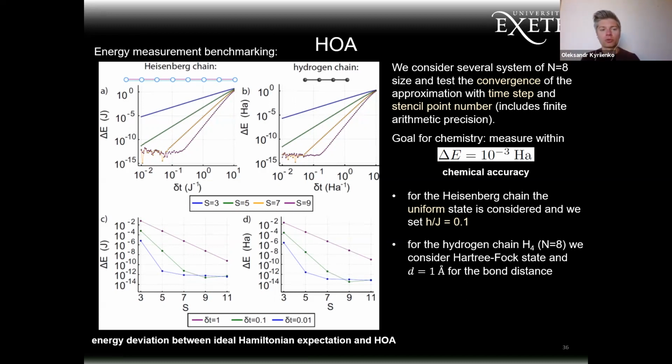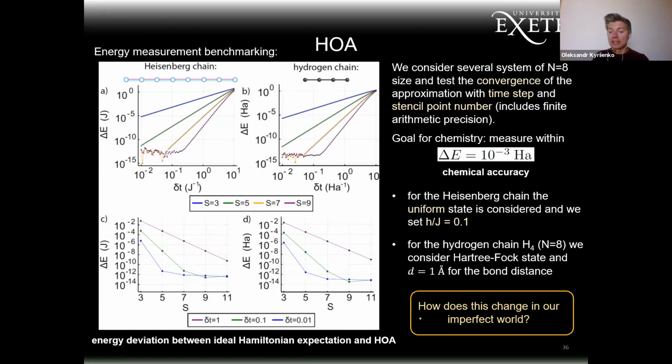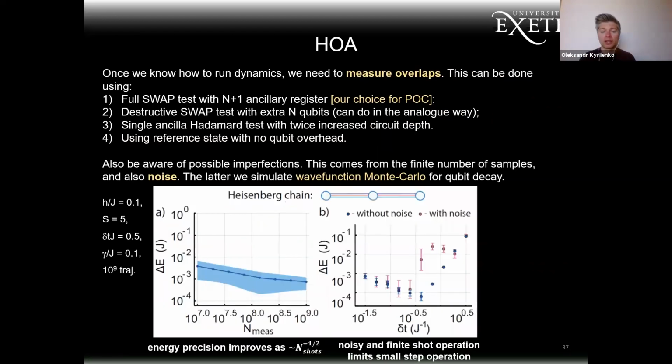So similarly, you could go to arithmetic precision, but let's see how it changes in the imperfect world. And there will be 2 points to consider. First point is the number of measurements you could do, because what we do, we measure overlaps.